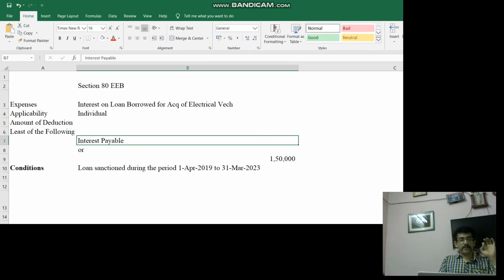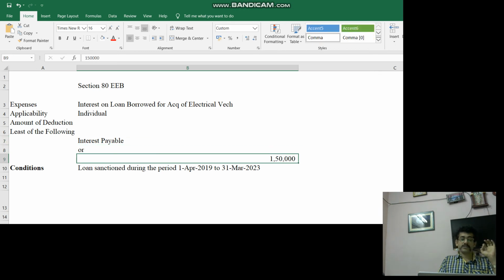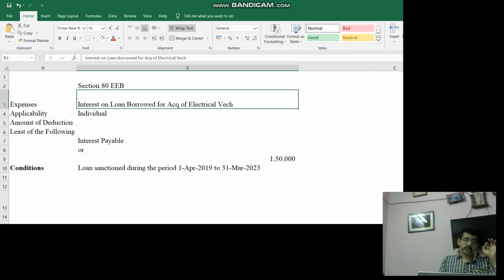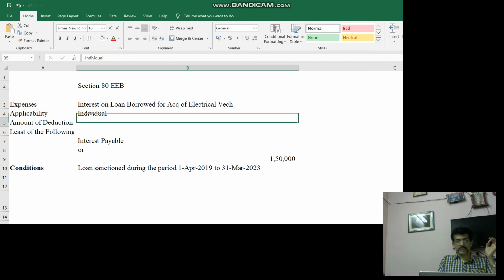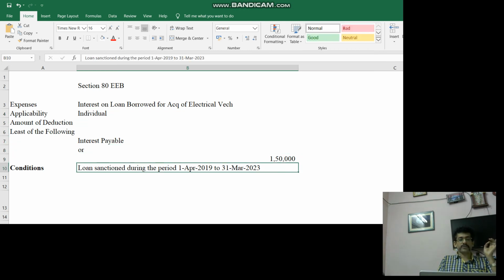So interest paid or 1,50,000, whichever is least, is allowed to an individual who has taken a loan to purchase an electrical vehicle, provided the loan is sanctioned during the period 1st April 2019 to 31st March 2023. Clear? That's section 80EEB. So just take a note of this.